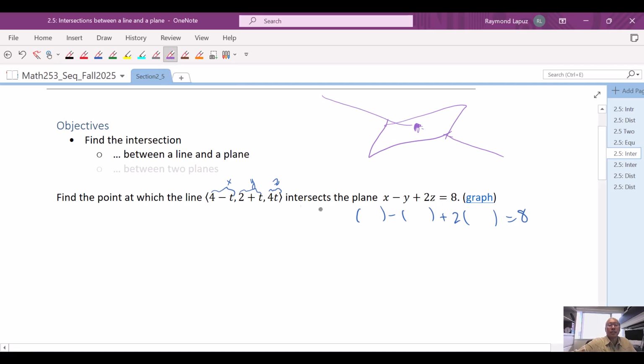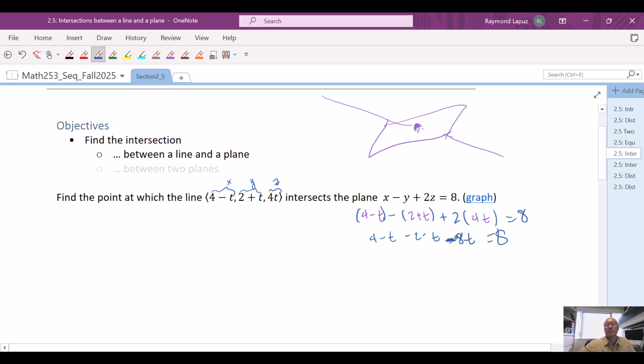So for x, in this example, we will replace this with 4 minus t, y is going to be 2 plus t, and then z is going to be 4t. And what we will have here is a linear equation in t, which can be easily solved for. So let's do that. We have 4 minus t minus 2 minus t minus 8t is equal to 8.